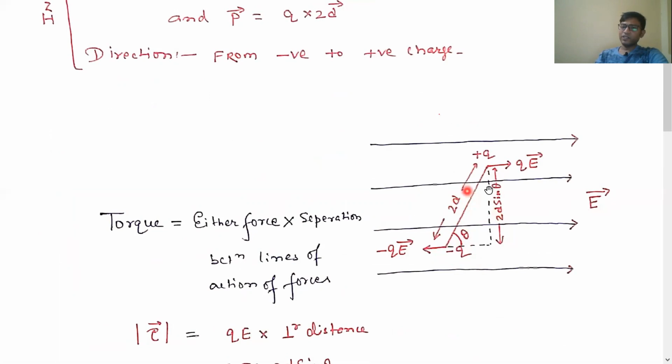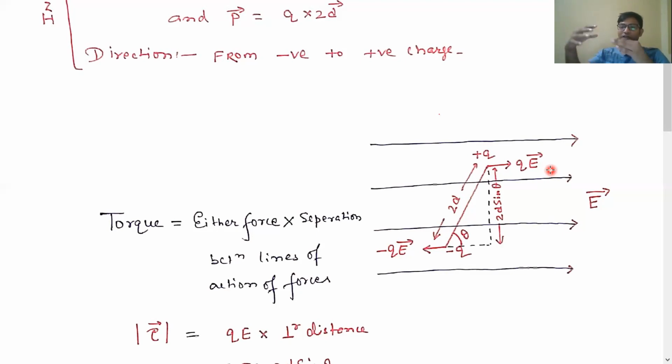Now, of course, there will be some force acting on it. This minus q charge will experience a force minus qE towards the left direction. Similarly, this plus q charge will experience a force qE towards the electric field direction, that is towards the right direction. These two forces qE and minus qE are equal in magnitude but opposite in direction, and their lines of action, that is this line and this line, do not coincide with each other, so they constitute a couple.